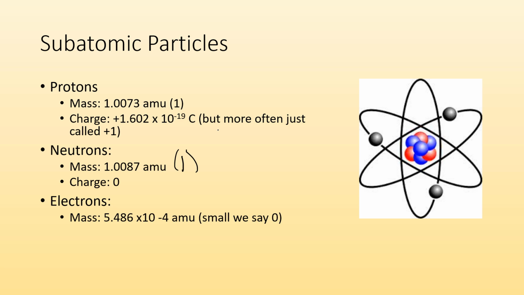You would need thousands of electrons to have the same mass as a proton or a neutron. So it's so small that we say it's 0. It's not actually 0. It's 5.486 times 10 to the negative 4 AMU. But it's so tiny, especially compared to protons and neutrons, that we just say it's 0. Its charge, however, is negative 1.602 times 10 to the negative 19 coulombs. So more often than not, we just call it negative 1, because protons we say are positive 1 and electrons negative 1. Right? They have the same charge but in the opposite sign.